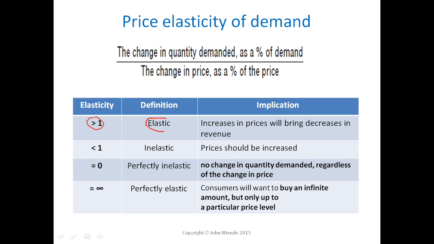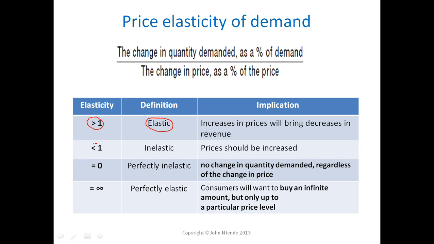When the elasticity is greater than 1, the demand is referred to as being elastic. So this means that a small change in price produces a large change in quantity demanded, and this is typical for luxurious items. So the implication for a manager is that increases in price will bring decreases in revenue, because the quantity demanded will change. So you have to be careful when you're pricing for elastic products, because the demand is very sensitive to price.